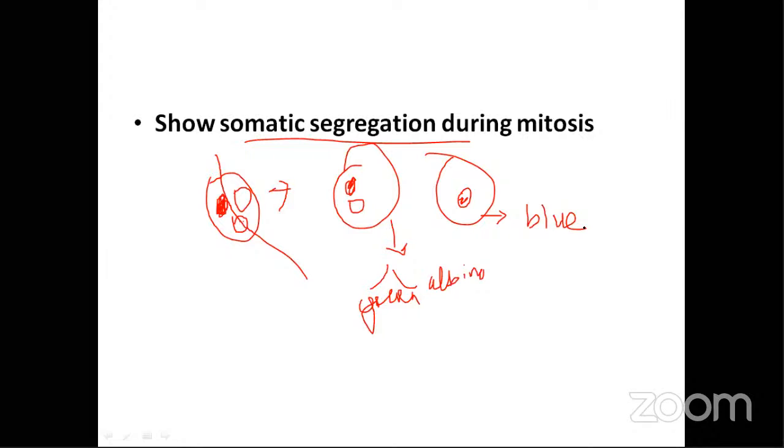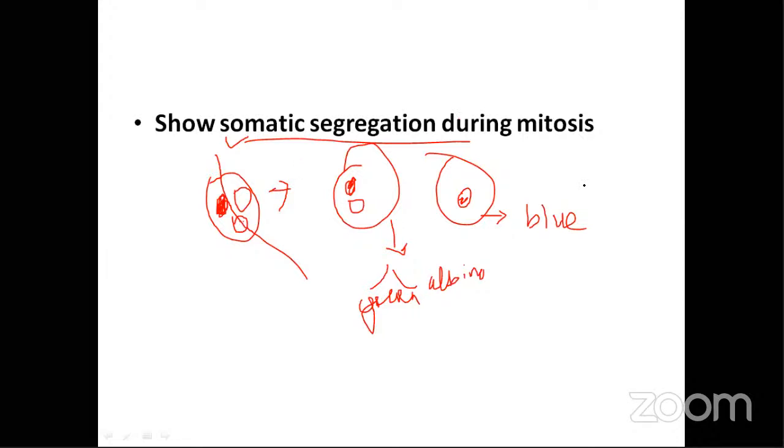Wherever you find that particular thing, that is because of this somatic segregation. In that particular region of the tissue, the cells have expressed that particular kind of plastids only. That's why this coloring pattern is coming.